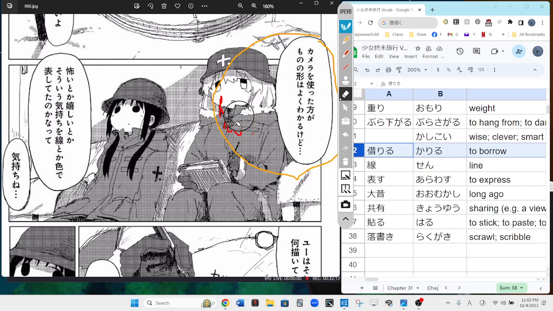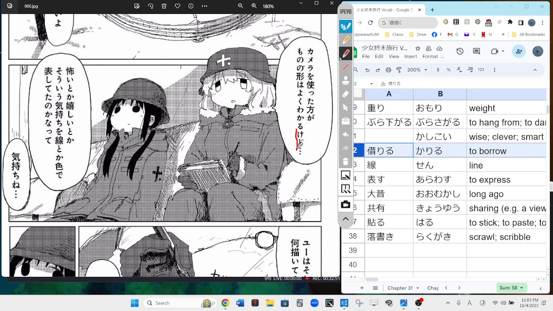So I guess it's: I understand how to use this kind of this. What does katachi mean? Kind of camera. Shape. So, katachi wa yoku wakaru means I really understand the shape. Then we have a describing, kamera wo tsukatta hou ga mono no katachi, which is, using a camera, it's a lot easier to understand the shape.